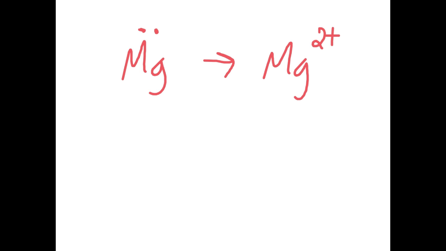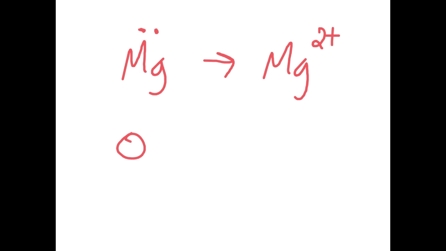Where did it go? It went from number 12 to number 10. Now it has 8. Yeah, somebody said it. It has 8 valence electrons, just like neon. But we don't represent those 8 because we just want to show that it lost 2. It lost 2 electrons. So this would be the Lewis symbol for magnesium.